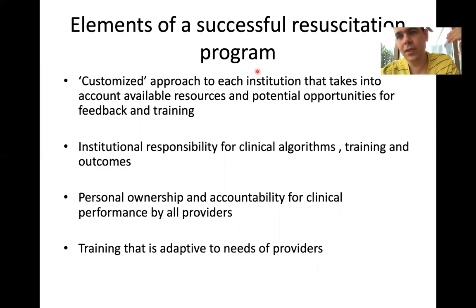What we hope to do is to improve the quality of the resuscitation, to make people understand that you can do a more tailored and individualized approach to resuscitation, and to use available technology to improve our outcomes. We want to have a training program that is more adaptive to the need of the providers. And we want people to take ownership and accountability for their performance during that code and when they are delivering CPR.